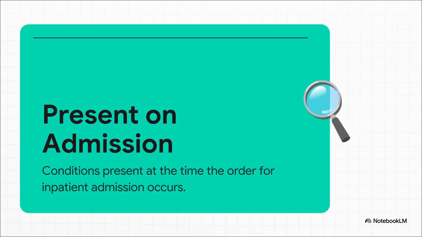Now here's where coders and CDI specialists often get tripped up. You've got to remember that if a condition develops while the patient is in the ER, or during a period of observation, or even during an outpatient surgery right before that official inpatient order is written, it still legally counts as being present on admission once they actually become an inpatient. It's kind of like a snapshot taken the exact second the admission ink dries.